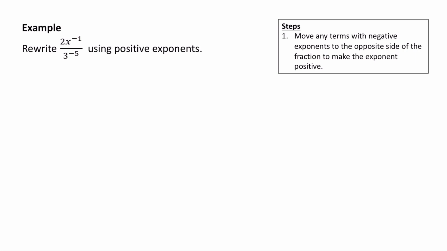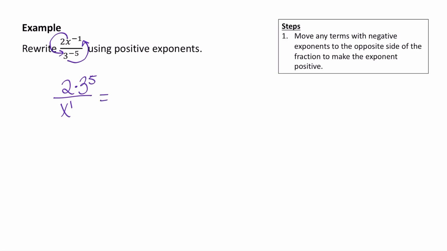Let's rewrite 2x to the negative 1 over 3 to the negative fifth using positive exponents. What I'm going to do is go to this fraction and take anything that's a negative exponent and move it to the other side of the fraction. So the x to the negative 1 is going to come down here, so I have x to the 1. And the 3 to the negative fifth is going to go up here, so I have 3 to the fifth.